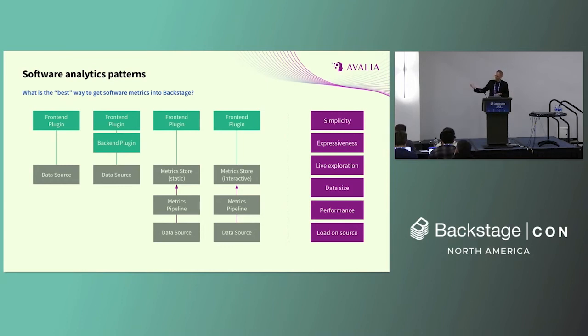The second pattern is a slight variation where you also have a backend plugin. And usually you do that because you have some authorization, some coarse process to deal with, possibly because you want to optimize the performance with some caching. But the idea is very similar. You have a direct interaction between your plugin and the data source.